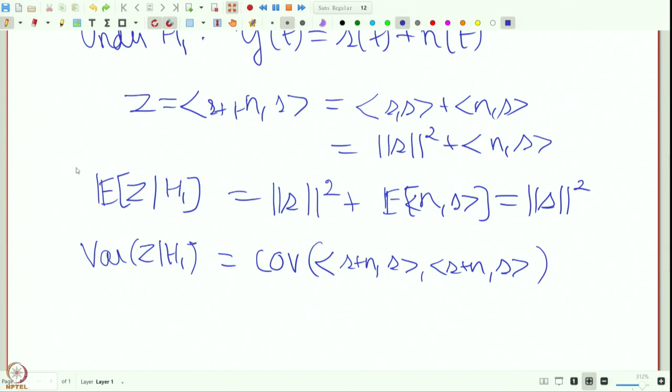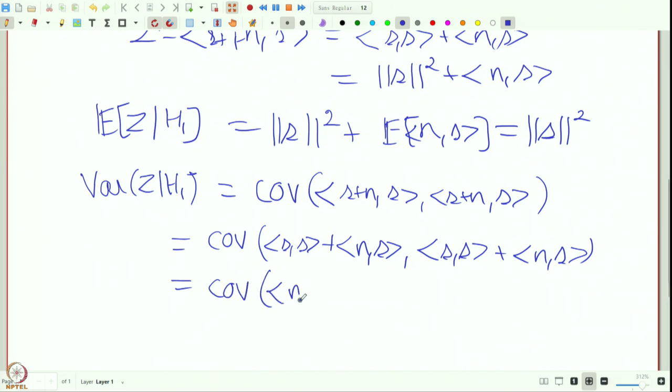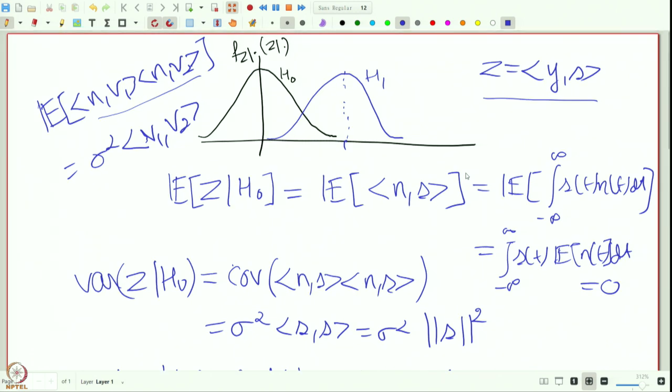If you use this particular formula, unfortunately, here it is not in the same form because there is an extra s here. But we can always use the linearity of the inner product, and write this as the covariance of inner product S, S plus inner product N, S, with inner product S, S plus inner product N, S. As you know, the inner product S, S is norm S square, a fixed number. For the purposes of covariance, we can subtract them out. So this is just the covariance of inner product N, S with itself, which is, not surprisingly, sigma square norm S square, the same as the previous. Therefore, this Gaussian under the hypothesis H1 has a mean at norm S square and the same variance as the other Gaussian.